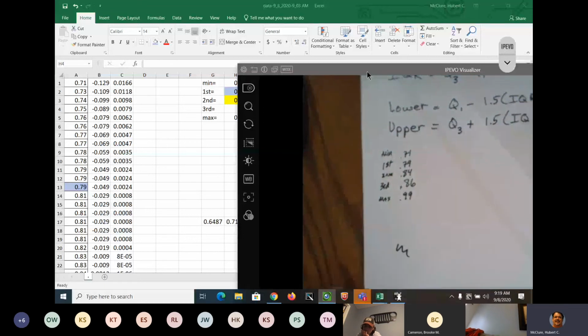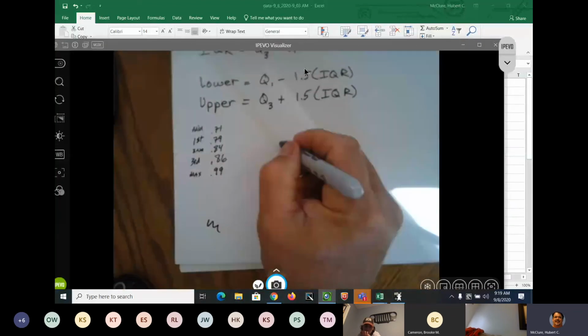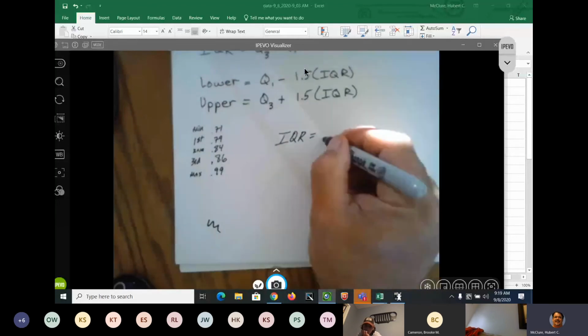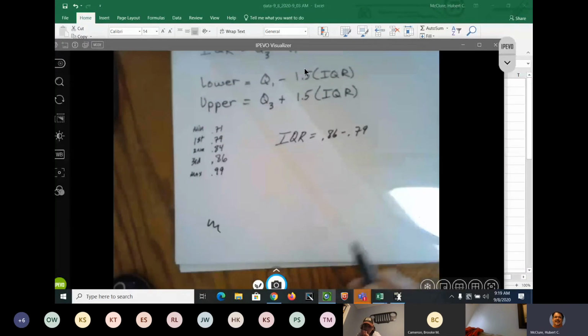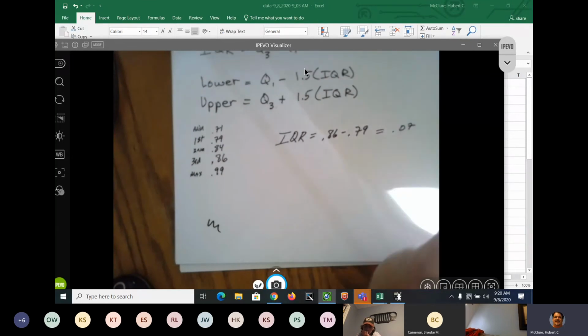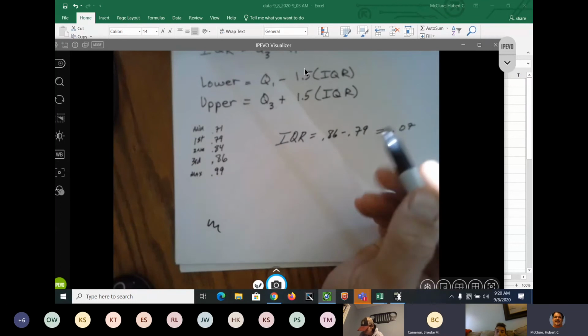So if we want to find our interquartile range for this problem, that's going to equal 0.86 minus 0.79. And 79 cents from 86 cents is 7 cents, right? So 0.07. Y'all check me. I believe if you add 7 cents to 79 cents, you're going to get 86 cents. Okay, so that's the interquartile range.